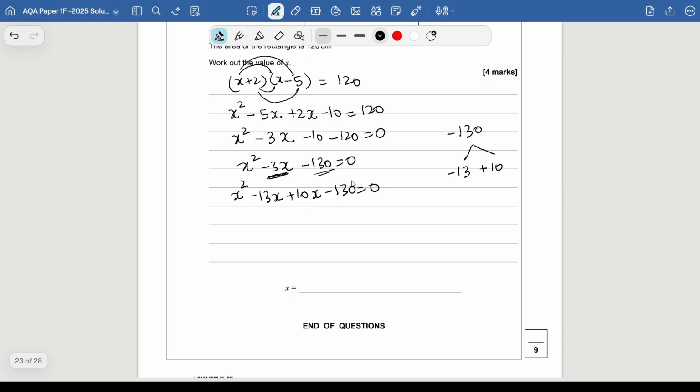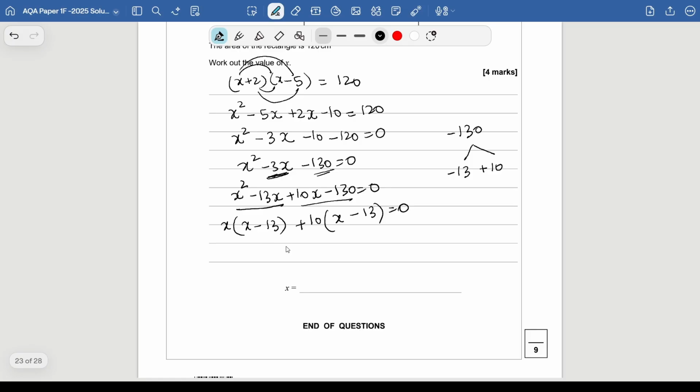Then I have written the equation. Taking the first two terms and trying to factorize, x squared minus 13x, I can take out x as common. What remains is x minus 13 inside the brackets. And from the last two terms, again I can take out 10 as the common term. The HCF of 10 and 130 is 10. And then what remains goes inside the bracket, that will be x minus 13. This is equal to 0.